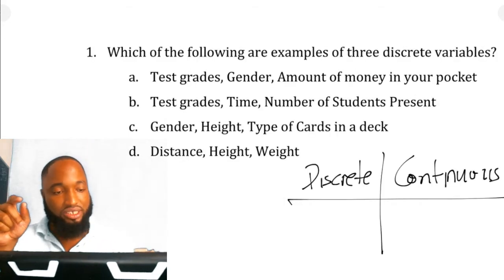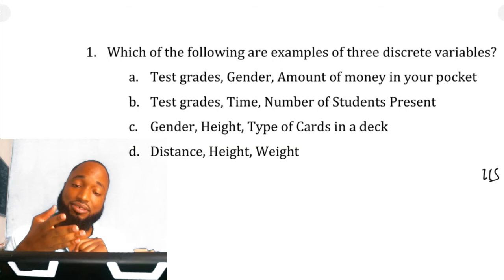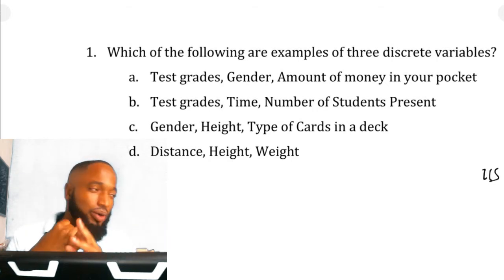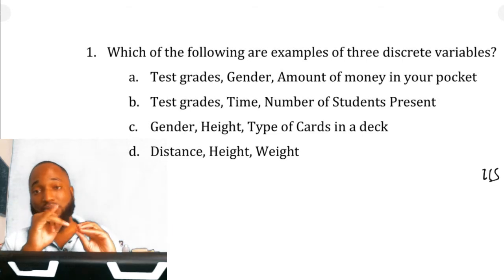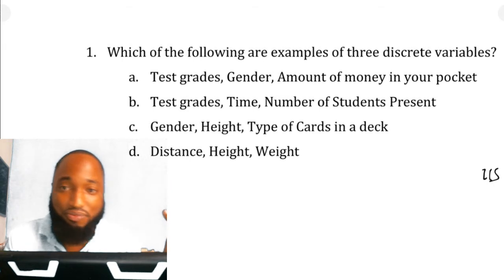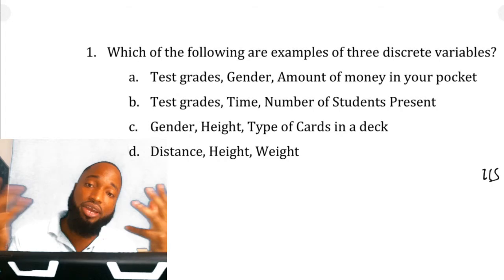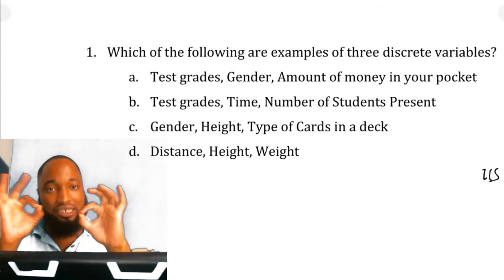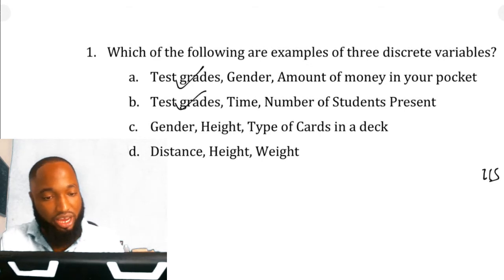Test grades, is that discrete? Yes, because you're getting A, B, C, or D, or A minus, A plus. You're getting 1s, 2s, 3s. It can either be a 1 or a 2. It can't be a 1.5. We don't deal like that. It's either an A, a B, a C, nothing else. You can get A minus, but that just makes another category. So distinct categories. This is discrete.